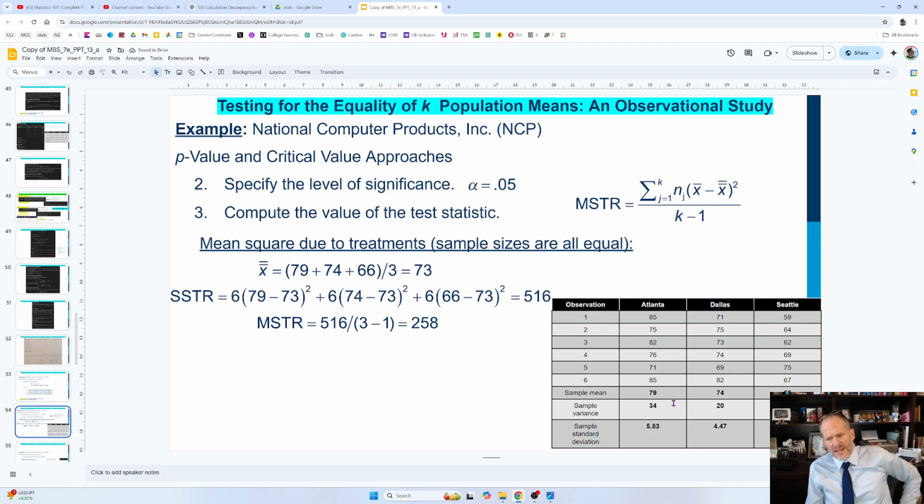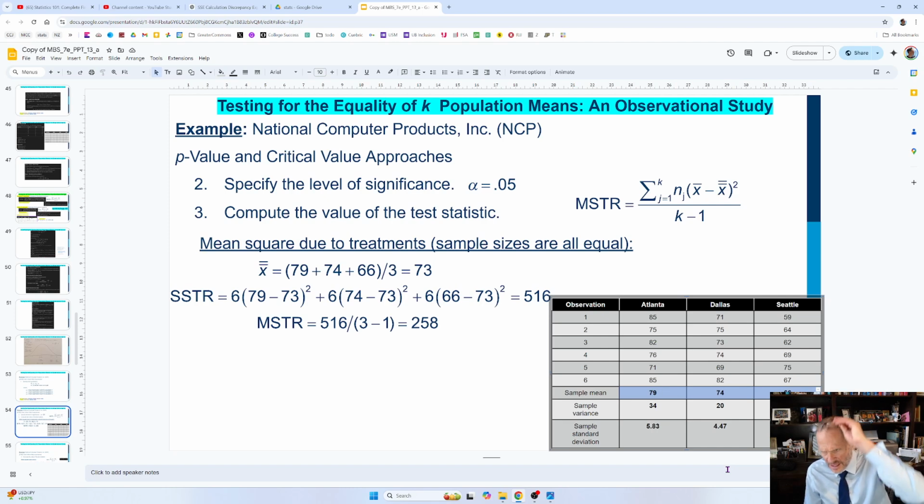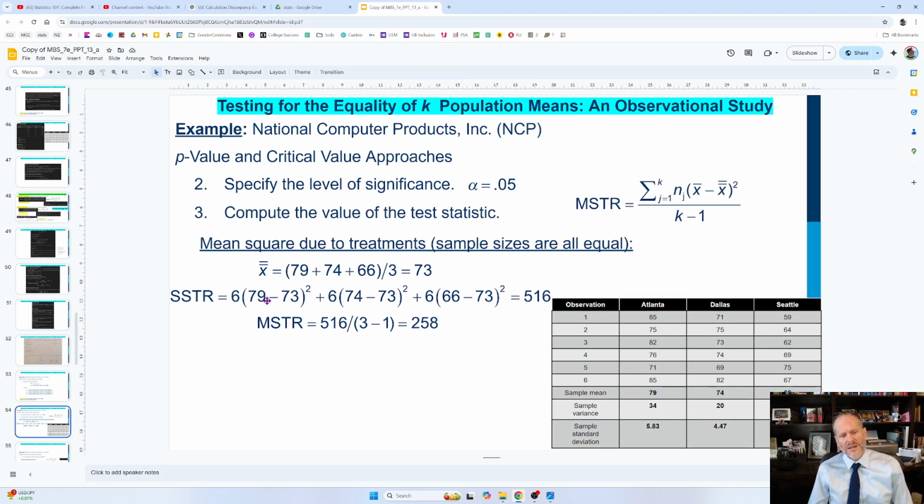So then we have each of the sample means: 79, 74, 66. We take each of those and subtract the mean for all the data. Then we square it, and multiply it by n, the number of items. That's how we calculate our SSTR, the sum of squares between treatments.